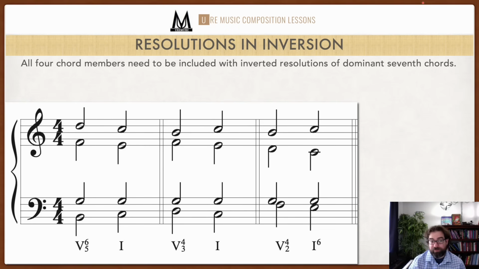When it comes to resolutions in inversion, they're actually a little bit easier than the root position chords, in my opinion, because with any of these inversions, first, second, or third, you're going to have all four chord members present. So here, your G is right here, that's the root. The third is in the bass because the first inversion chord always has the third in the bass. Then you have your fifth up here, and it could be in any voice. And then you have your seventh. So all four chord members are present, and you'll see that for each one of these.